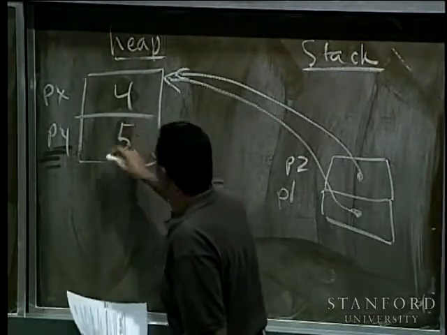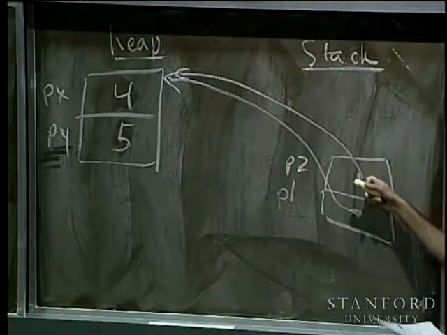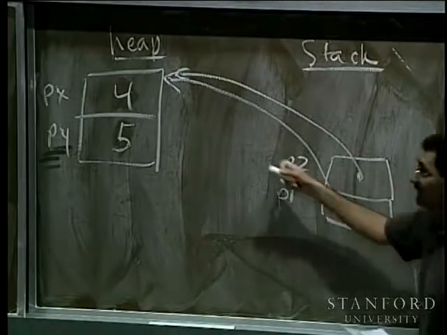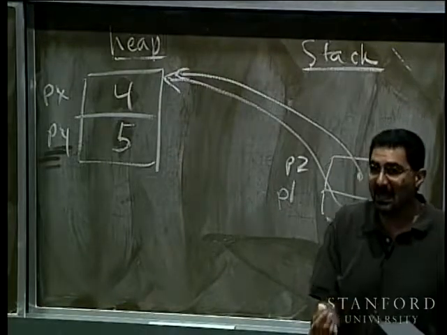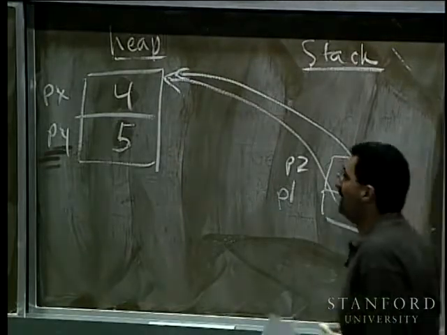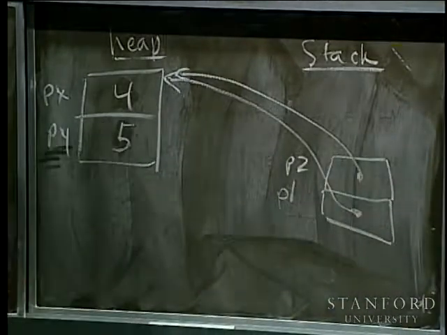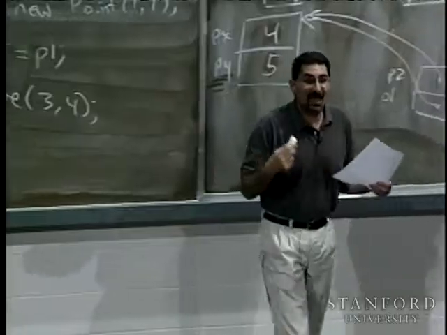And interestingly enough, what I've done is changed not only P2, but also P1, because they're pointing to the same place in memory. They're the same actual point. And that's the important thing to keep in mind. If I set an object equal to another object like this, they're the same actual object.